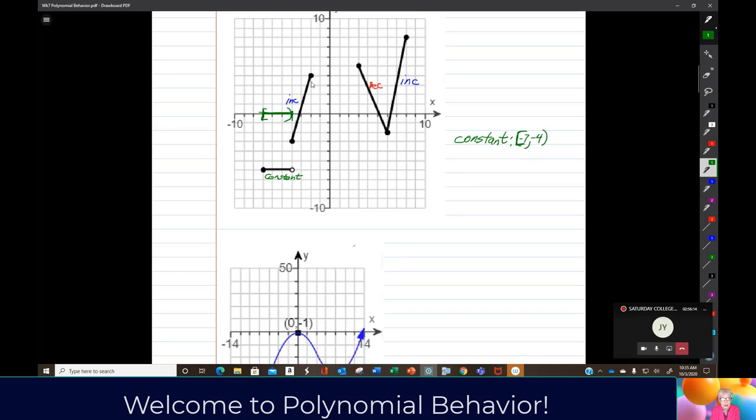Now this part of increasing, notice this is a closed-in hole. That's going to be a bracket. And this is going to be a bracket. And this is where the graph is increasing if you're giving directions to someone. You don't see that.